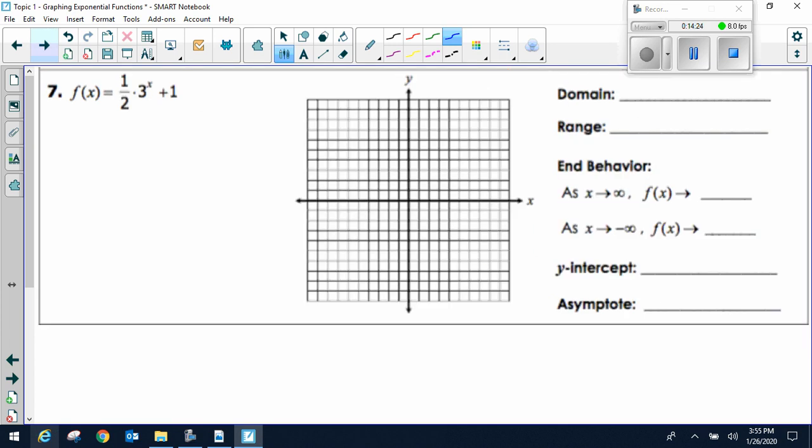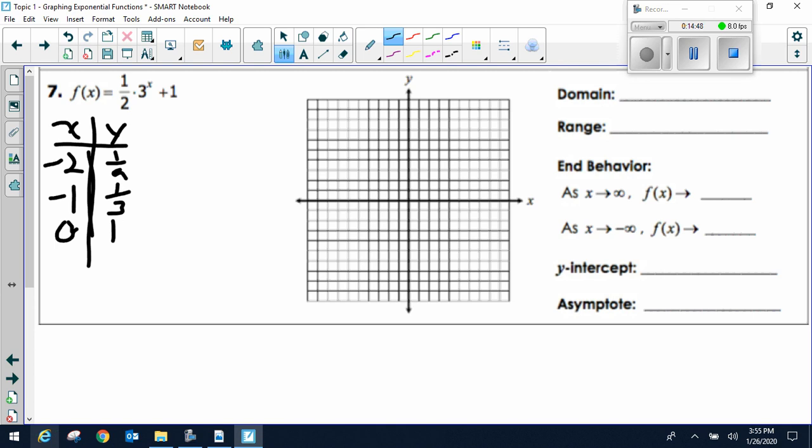All right. So let's talk about graphing when you have a transformation. The first thing I would do is I would figure out what my actual xy's of my parent function is. Just 3 to the x. So negative 2 is going to be 1/9. Negative 1 would be 1/3. 0 would be 1. And then 1 would be 3, and 2 would be 9. So that is just of that function right there.